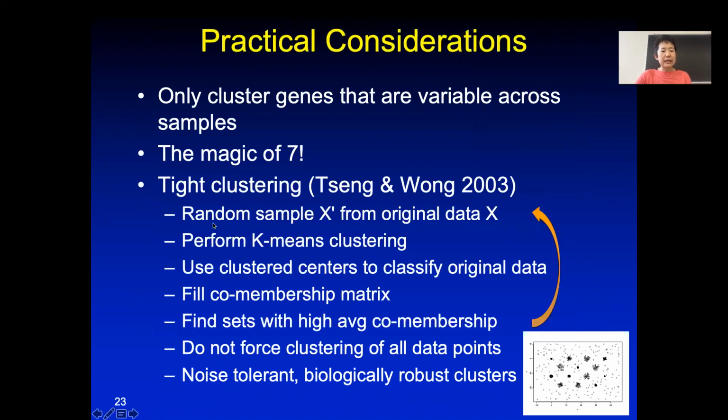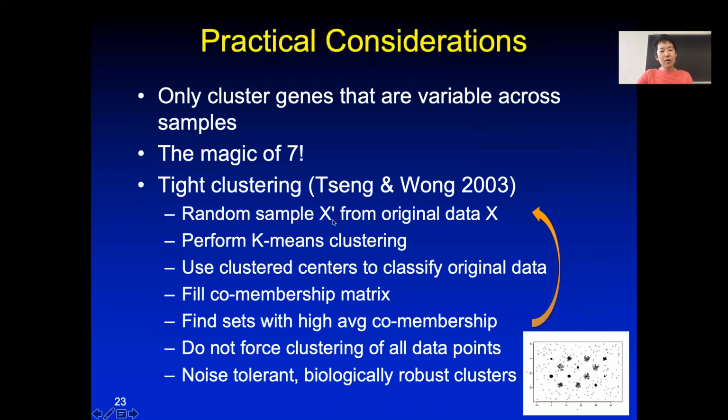The way to do this is you randomly sample, say, 70% of the original genes. You don't consider all the genes. Just take 70% of the genes and perform k-means clustering on the sampled data, and use the cluster centers. With the cluster centers, you can look at the original data and assign each gene to its nearest center. And so you have a matrix saying which gene is assigned to which cluster. You create a co-membership matrix to say, this time these two genes are in the same cluster.